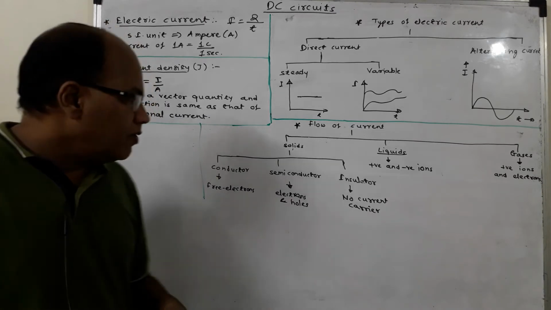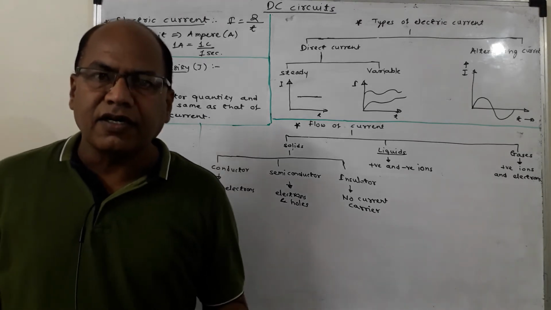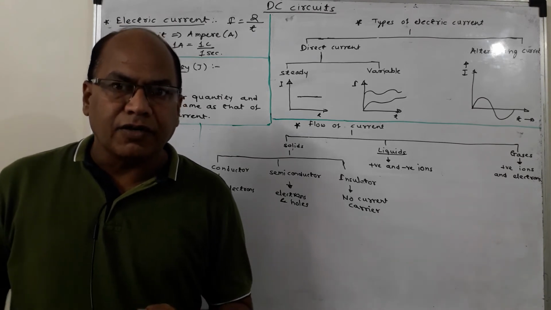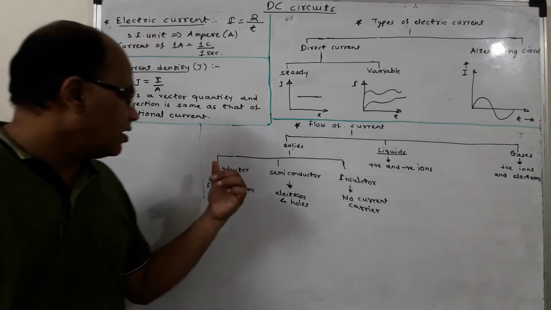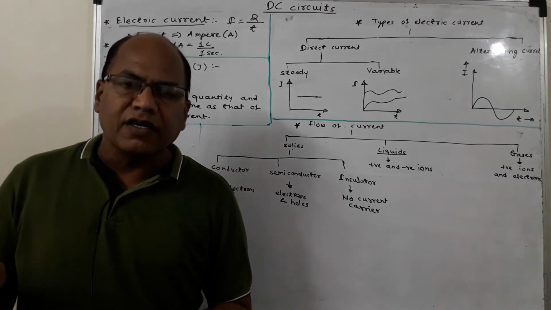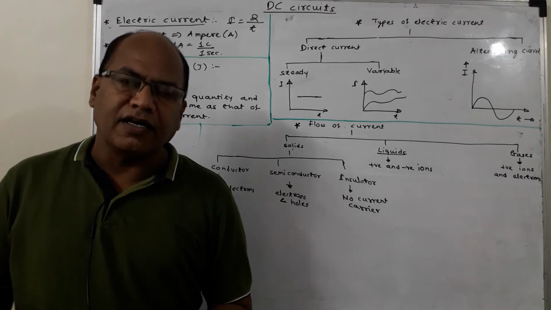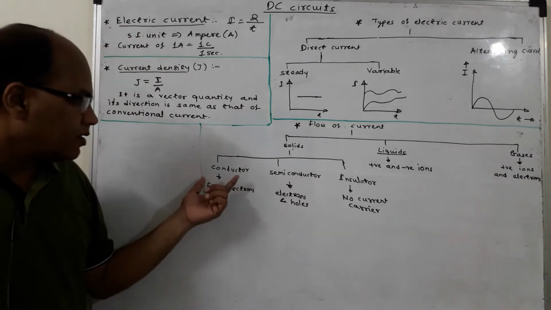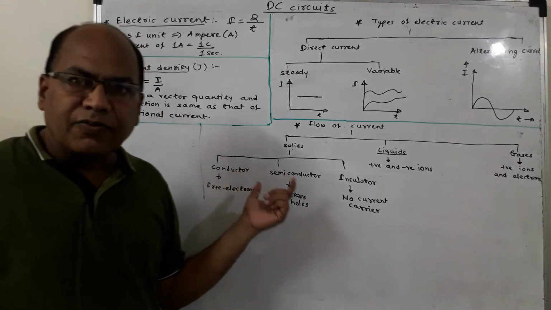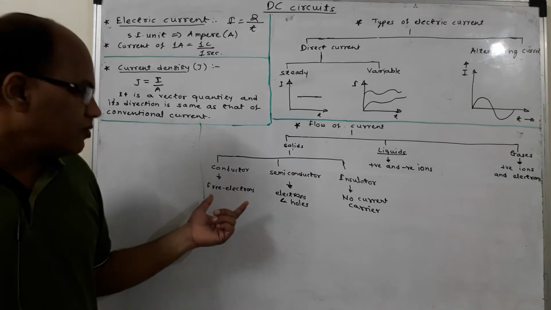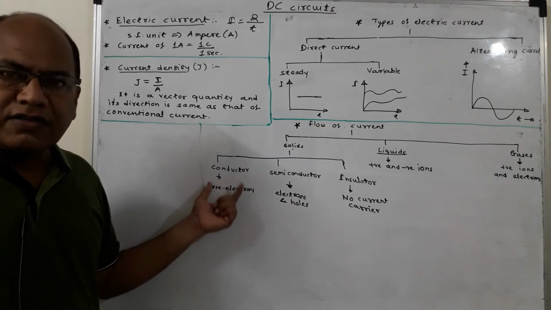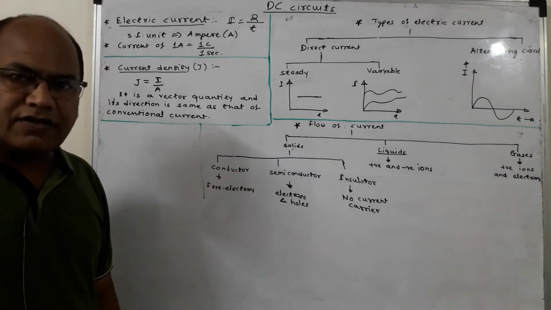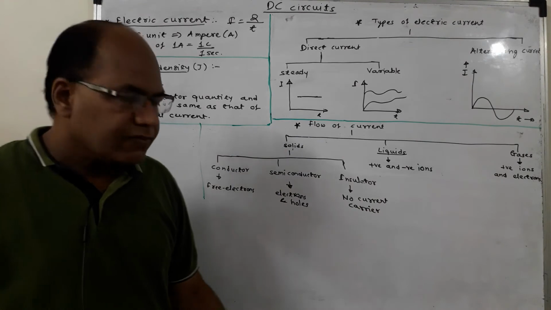Now if such material is subjected to an external electric field, these free electrons which are present inside these materials, means the conductors, start moving in a certain definite direction, which is nothing but an electric current. So in case of conductors, free electrons are responsible for the flow of current, and that is why free electrons are called current carriers. So current carriers are free electrons in case of conductors. Now insulators.